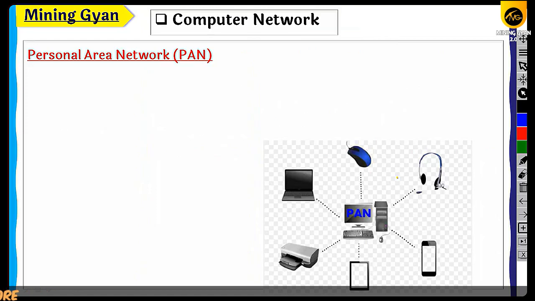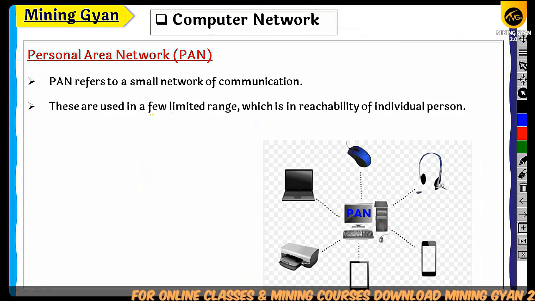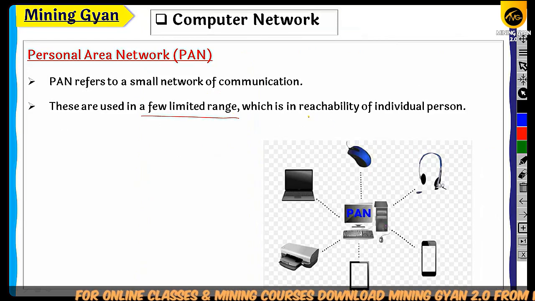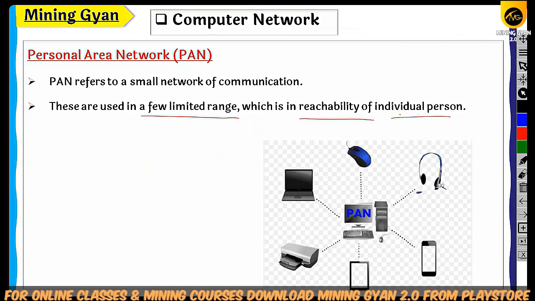So basically these are used for the personal connection or creating the personal network area, like some kind of Wi-Fi networking in the home or office. So PAN refers to small network communication. These are used in a few limited range, which is in reachability of the individual person.